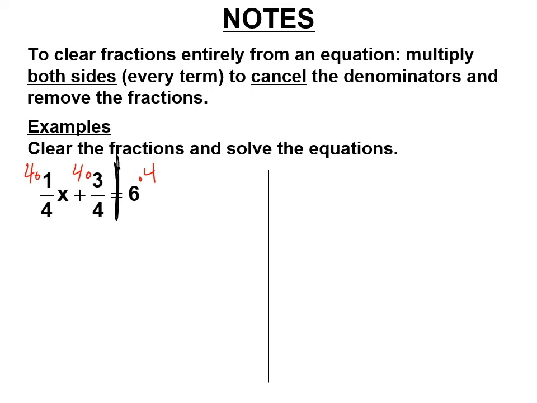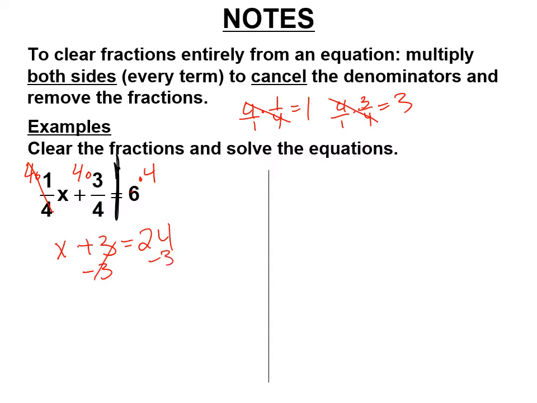So 4 times 1/4, those cancel and become 1, or 1x. 4 times 3/4, those cancel, and that becomes 3. 6 times 4 is 24. So now we've made that equation into x plus 3 equals 24. We subtract 3 from both sides, and x equals 21.